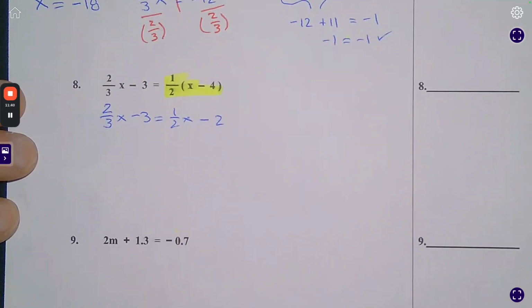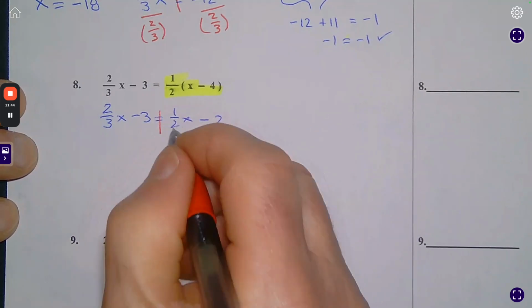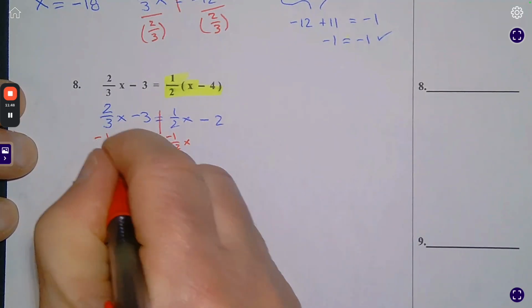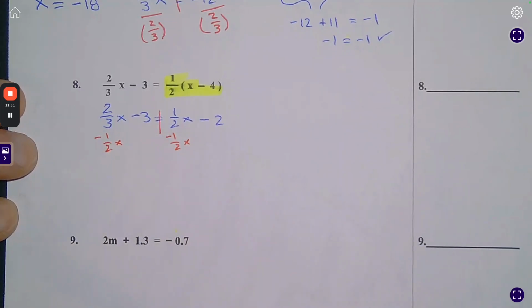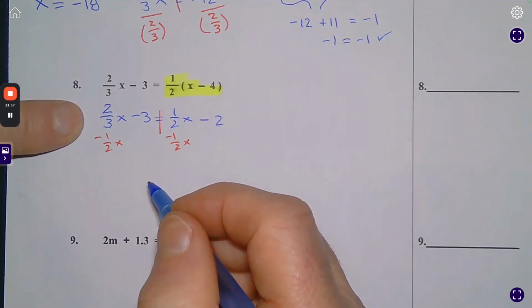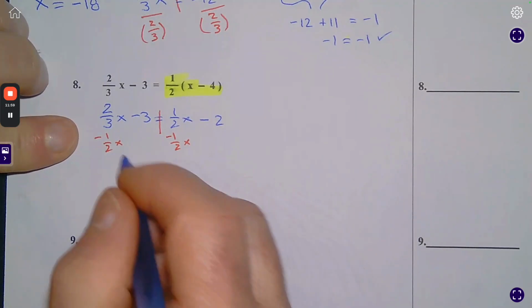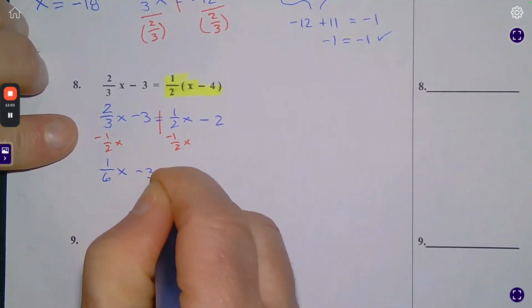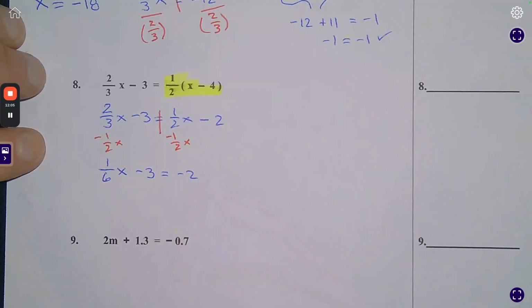Now I'm going to put my variables on the left, constants on the right. So I'm going to do opposite of a plus 1/2. That's minus 1/2. All right, now I got to simplify that. 2/3 minus 1/2. That's like 4/6 minus 3/6. So that's 1/6. So that's 1/6 x minus 3 equals negative 2.